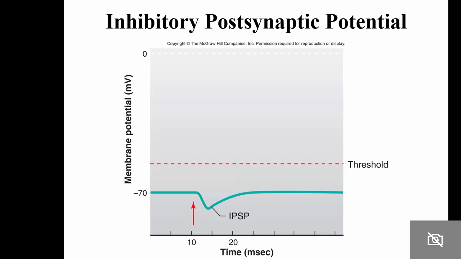Okay? And the funny thing is that acetylcholine, which is an excitatory neurotransmitter at the neuromuscular junction, at other places within the nervous system can actually be inhibitory. So it gets a little confusing sometimes. And that has to do with the receptors that it binds to.